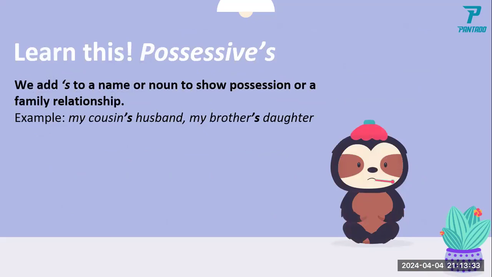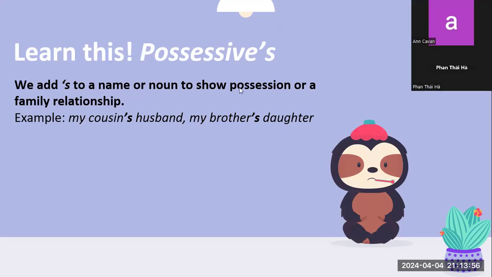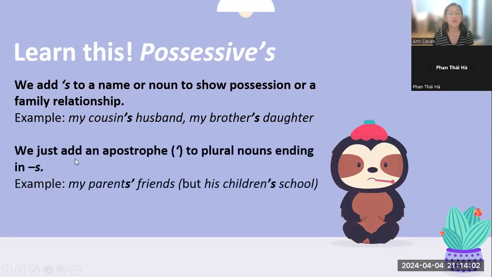We add apostrophe S to a name or noun to show possession. For example, you will say, Caroline, my cousin's husband. It means the husband of your cousin. If you say my brother's daughter, it means the daughter of your brother. We call it possessive. We just add an apostrophe to nouns ending in S. For example, Caroline, if there's already an S, you will only add an apostrophe, no S anymore. Do you understand?